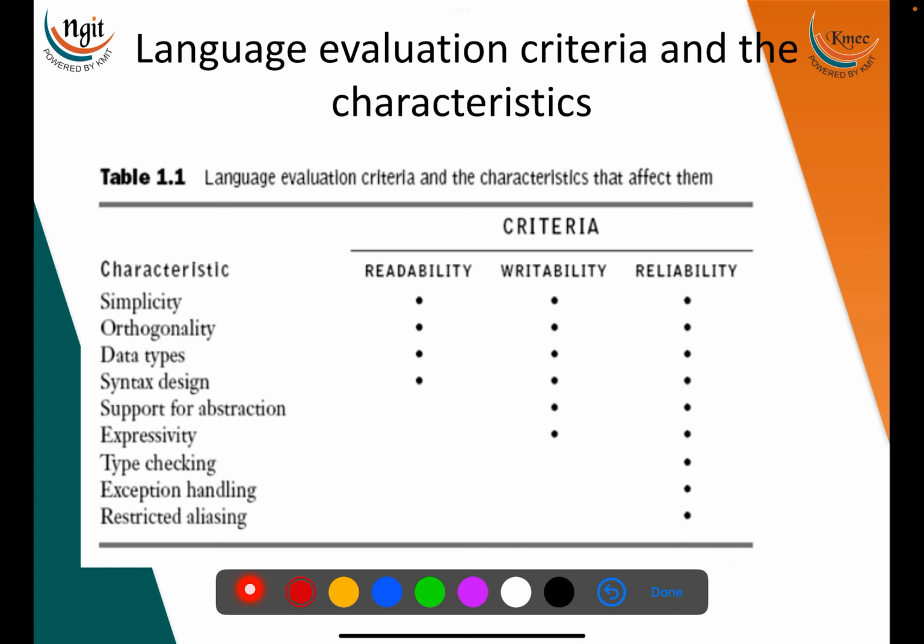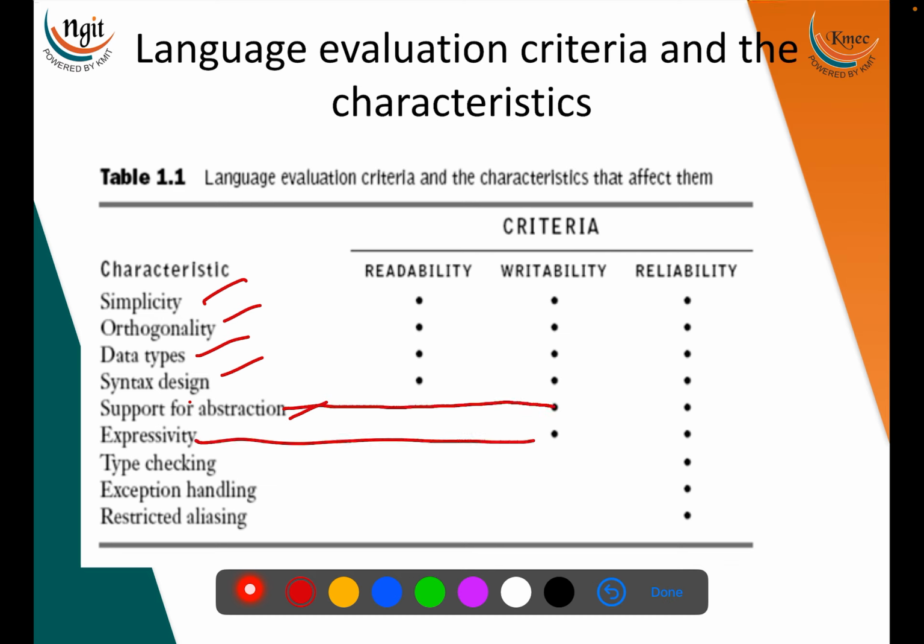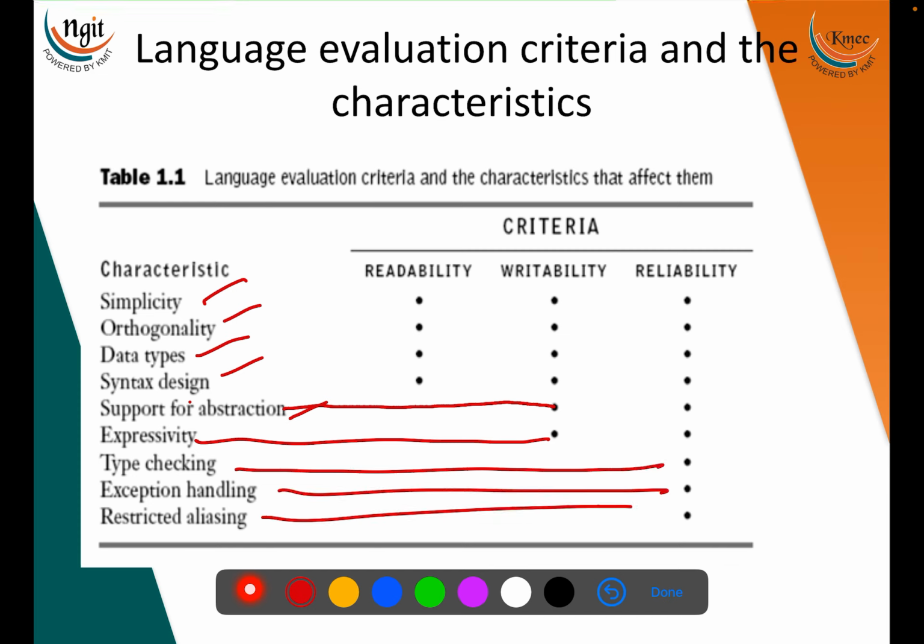And this is the language evaluation criteria and the characteristics. Here are the characteristics we just discussed: simplicity, orthogonality, data types, syntax design, support for abstraction, and for reliability, expressivity, type checking, exception handling, restricted aliasing. This will ensure reliability is carried through in all the languages once it is maintained. Thank you all.